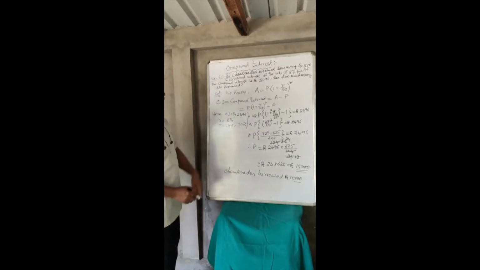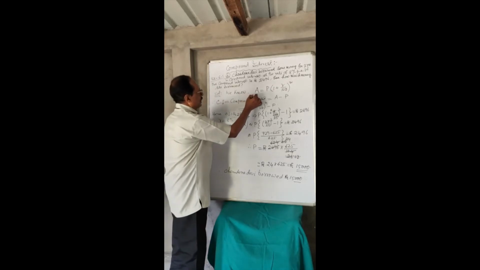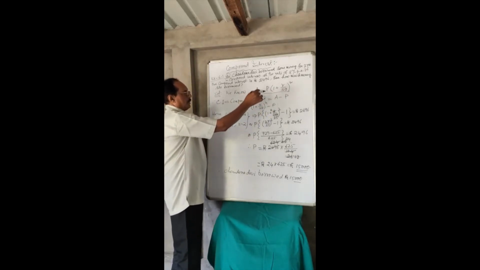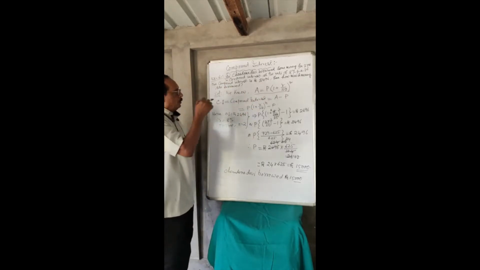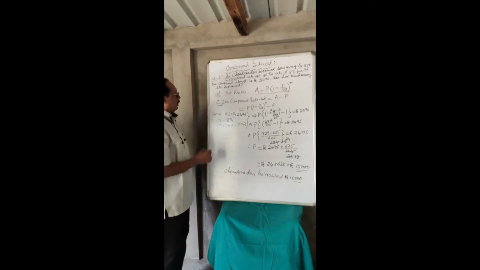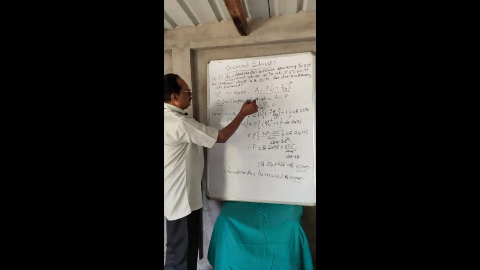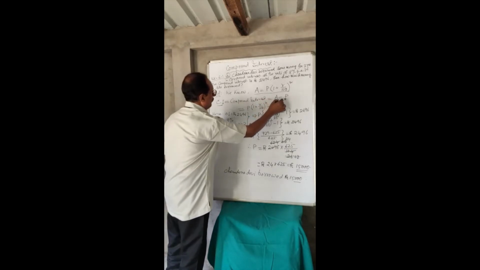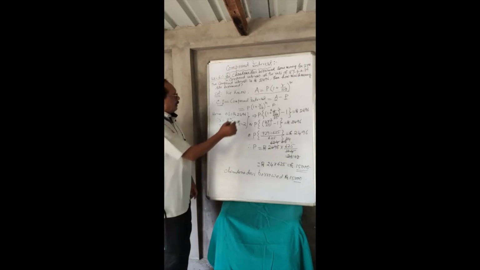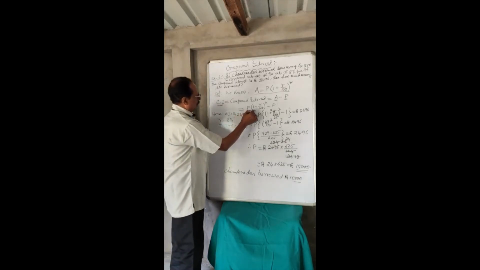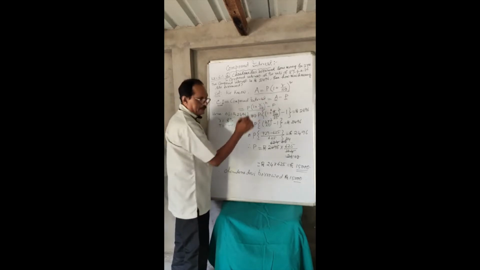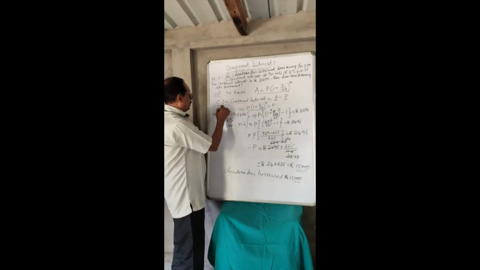In this case, the formula we will be using is A equals P into (1 plus R by 100) to the power n, and all the nomenclature is known to you. So if we want to find the compound interest, it will be equal to the amount minus the principal. That gives us the compound interest: P into (1 plus R by 100) to the power n, minus P.